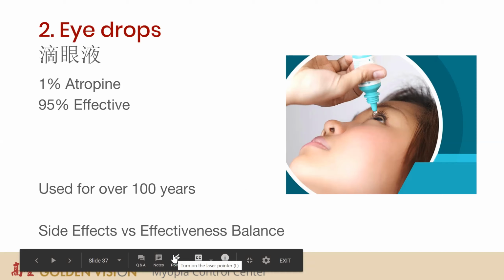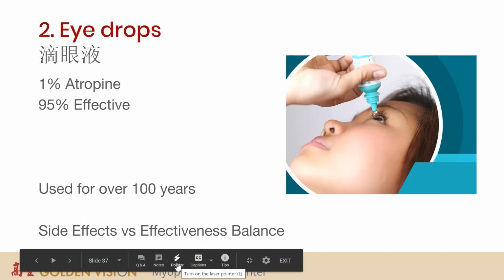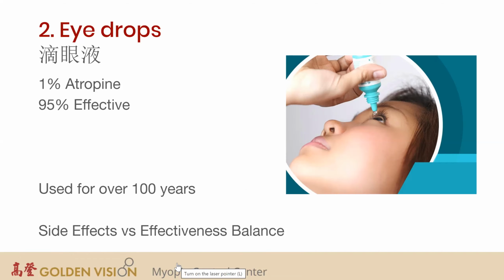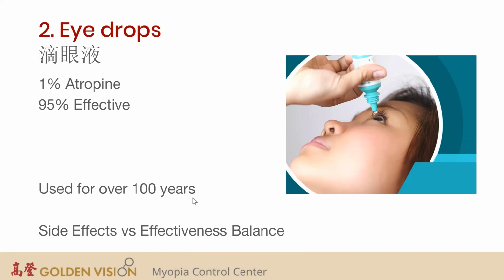Not permanent side effects. When you stop it, the side effects will go. But when you use the drop every day, you will find light bothers your child a lot, they will be very light sensitive, and you will have trouble focusing up close. So I've seldom used 1% atropine for treatment of progressive myopia, because it affects their studies, and you cannot go outdoors because you have to wear sunglasses, so we don't use the 1%.